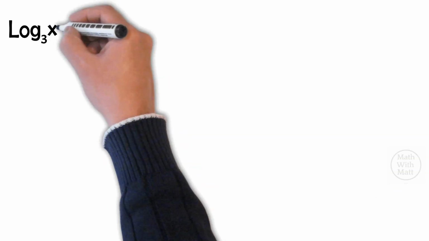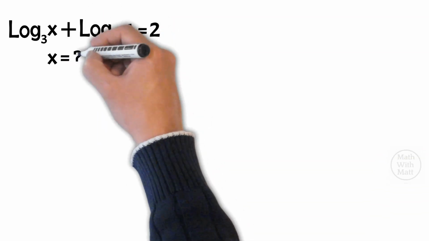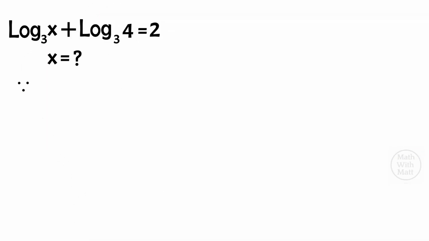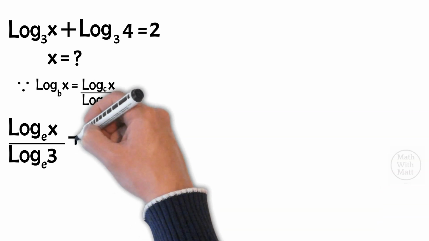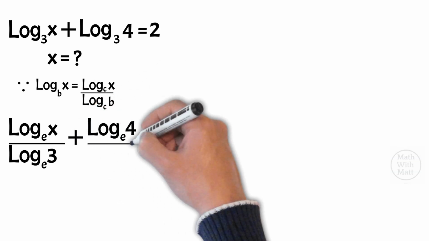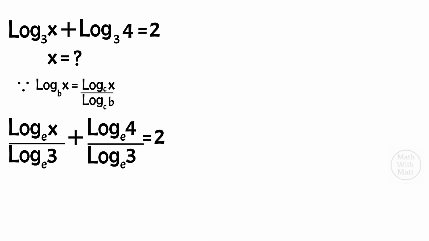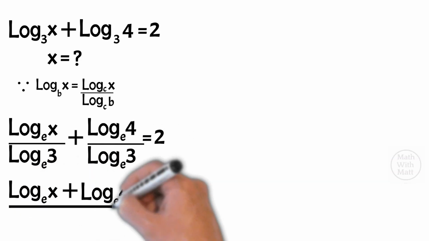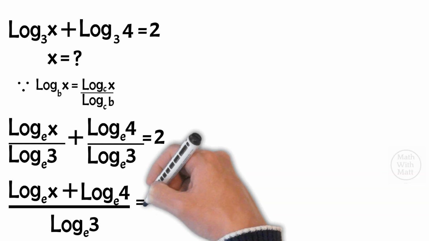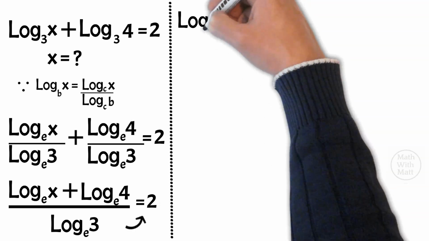For the next problem we have log to base 3 of x plus log to base 3 of 4 equals 2. Here we need to find the value of x in the mentioned equation. We first use the base change rule with a new base as e. We get log of x upon log of 3 plus log of 4 upon log of 3. Now since the denominator is the same, we add them up to get a common denominator of log of 3, which we will transfer to the right-hand side of the equation, where it will be multiplied with 2.